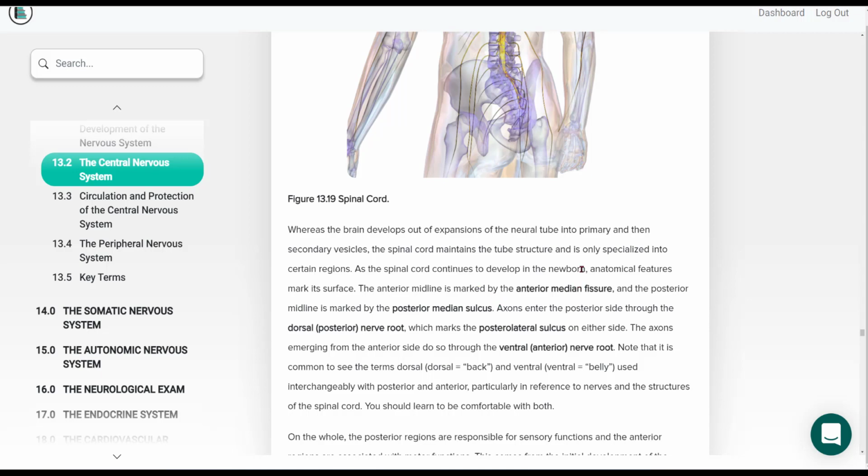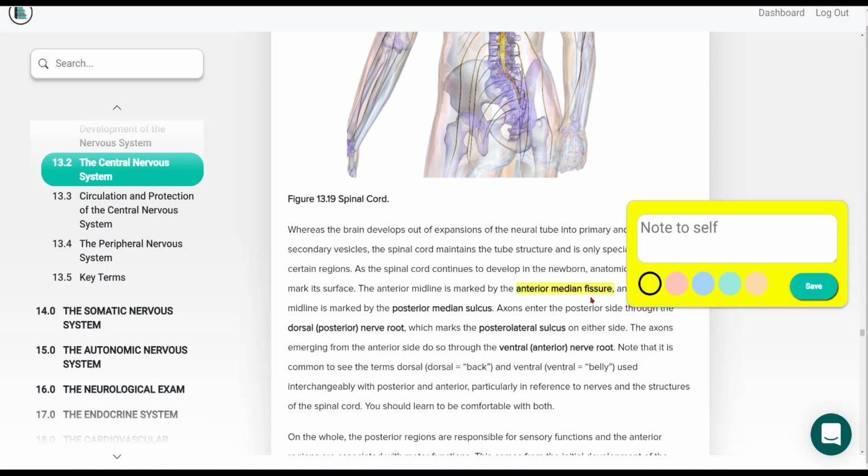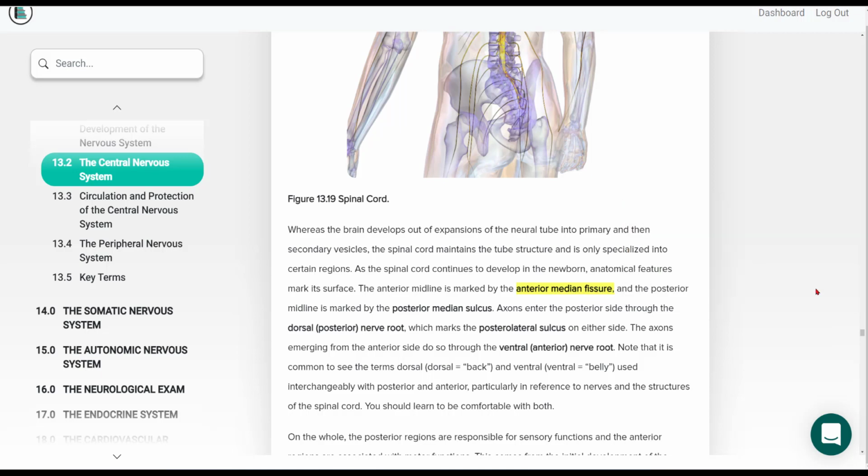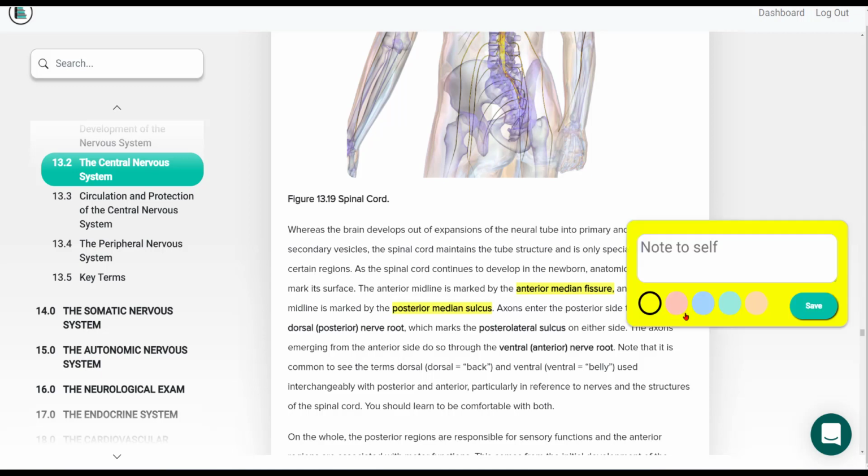So let's look at these words, and then we'll look at an image where these are labeled. There is a line on the front side, or the anterior side, of the spinal cord, called the anterior median fissure. What does that tell us? Right? That it's in the front, anterior, it's down the middle, median, and it's a groove, a fissure. Don't make this hard. On the back side, there's a posterior median sulcus.